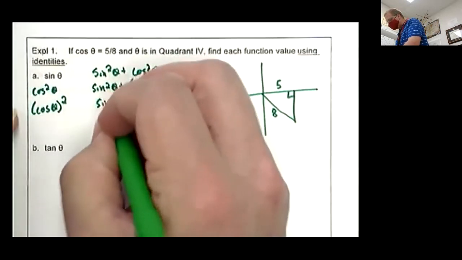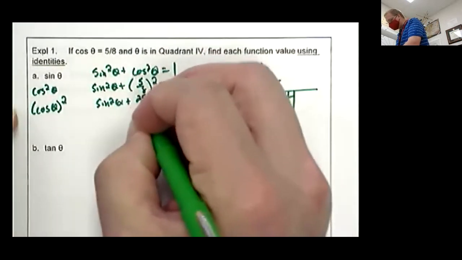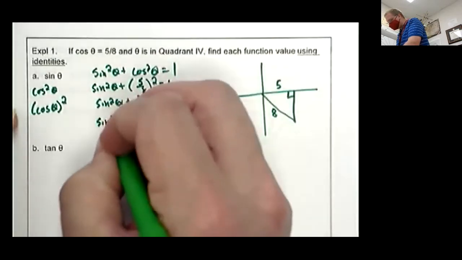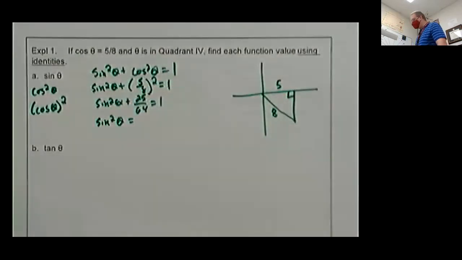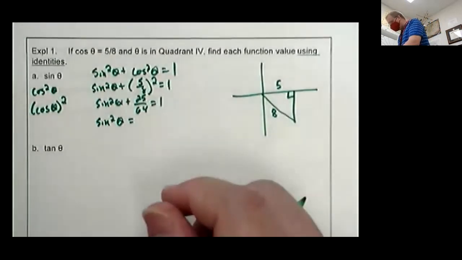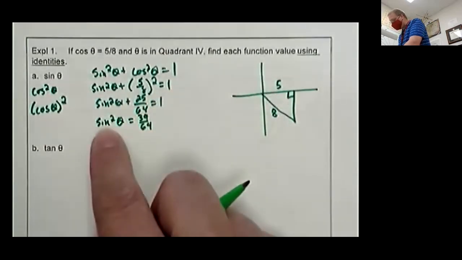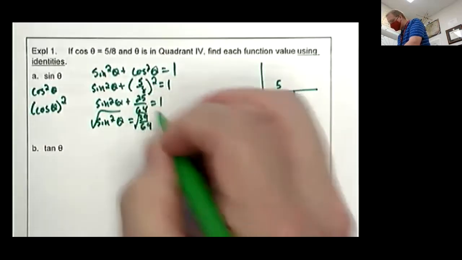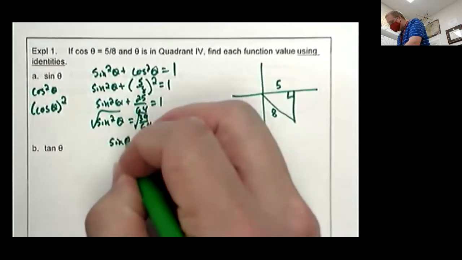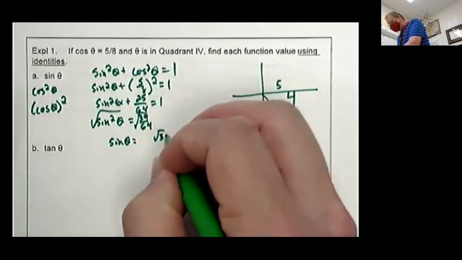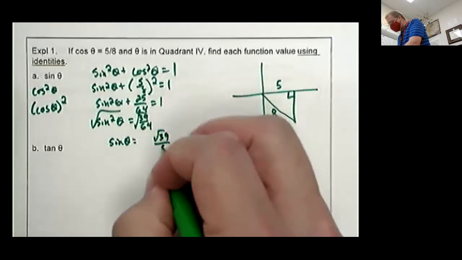That gives us sine squared theta plus, 5 times 5 is 25, 8 times 8 is 64, is equal to 1. We'll subtract that. So sine squared theta, 1 minus 25/64ths is going to leave us with 39/64ths. And finally, we want to solve for sine, so we're going to square root both sides. Therefore, sine of theta is equal to the square root of 39 over the square root of 64, which is 8.